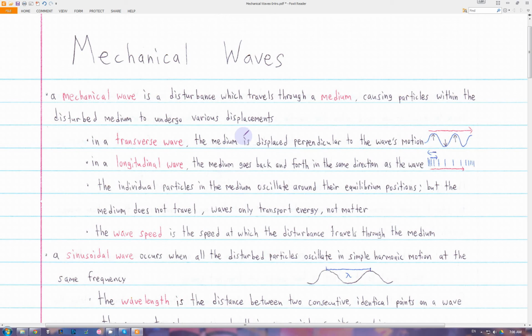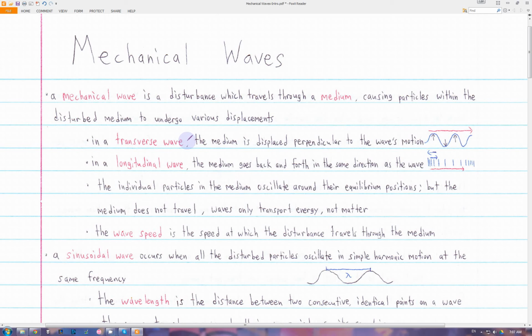A mechanical wave is any disturbance that travels through a medium, either a solid, liquid, or gas, which causes the particles in that medium to undergo displacements. So we have two main types of waves, transverse and longitudinal.